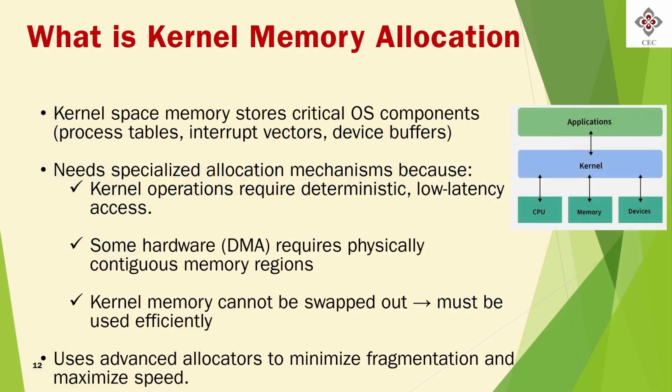Kernel memory cannot be swapped out and must be used efficiently. We cannot do kernel memory swapping in and swapping out because it will have a huge influence on the performance of the system. So, it is better to avoid swapping in and swapping out in kernel memory access. Use advanced allocators to minimize fragmentation and maximize speed. We have separate allocation mechanisms, which we will discuss in the further slides, that play a huge role in kernel memory allocation.